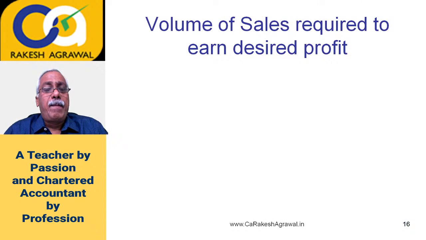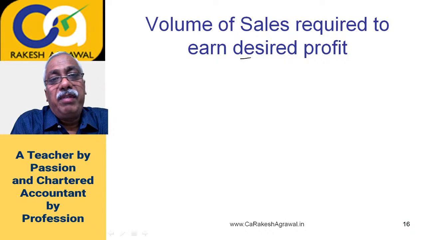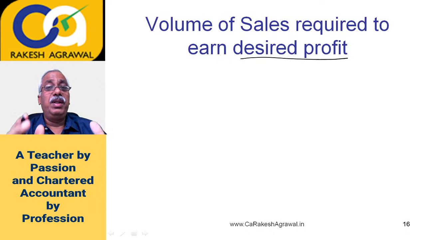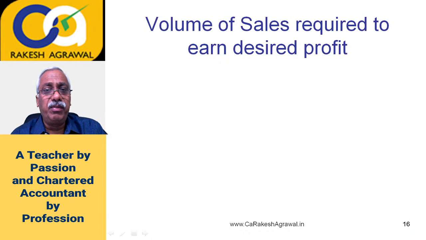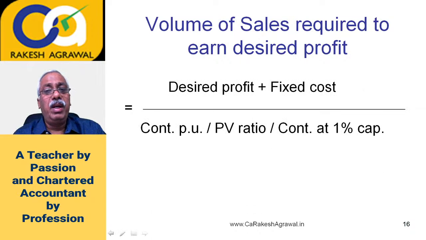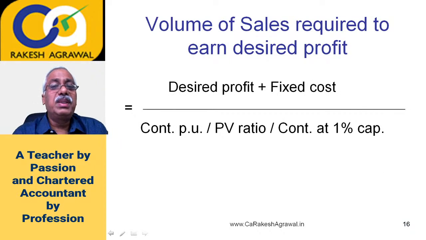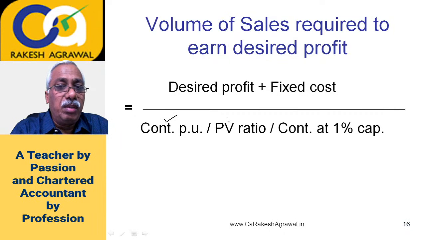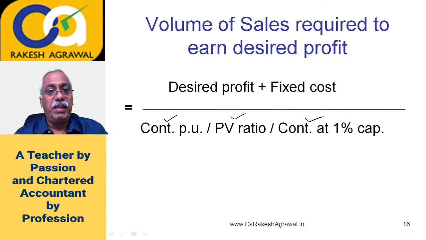Now we go further. Sometimes in the exam, they ask you to calculate the sales volume which is required to earn a desired profit. This desired profit will be given to you in the question, that we desire to earn so much profit next year. So what should be our sales next year so that we can achieve this objective? Now there is a formula for this. The formula is desired profit plus fixed cost divided by all the three again. All the three means any one of the three: either you can divide by contribution per unit, or PV ratio, or contribution at 1% capacity.